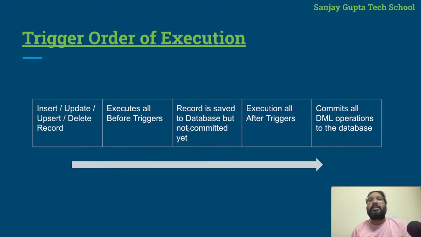And before and after, you can understand like this. Before means if you want to do something before the record is saved to the database, and once the record is saved to the database, then if you want to do something after that, we go for after. Right? And then once all the operations are done, your record is committed to the database. And once the record is committed to the database, it means it is permanently saved.